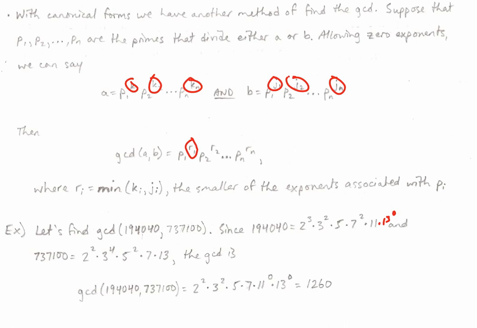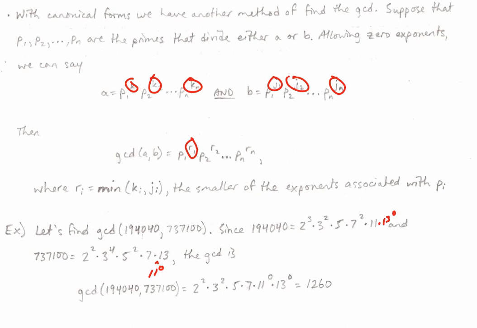And in the canonical form for 737,100, I could include here, again, for the sake of finding the GCD, an 11 raised to the power 0. Just so that in each of these forms we have the same primes showing up, and it's really easy and straightforward to then compare what exponents we should be choosing for these primes in the canonical form for the GCD.